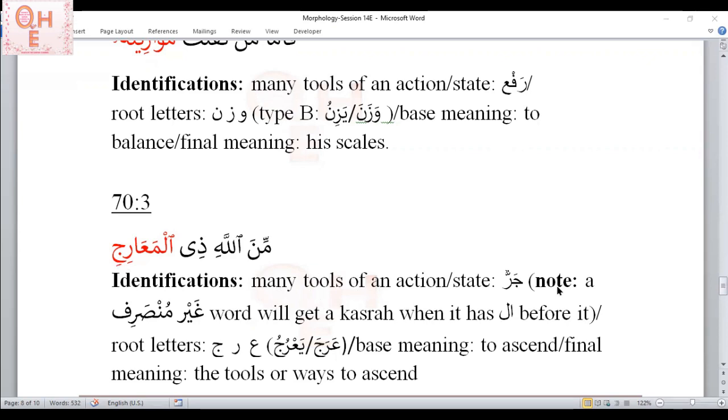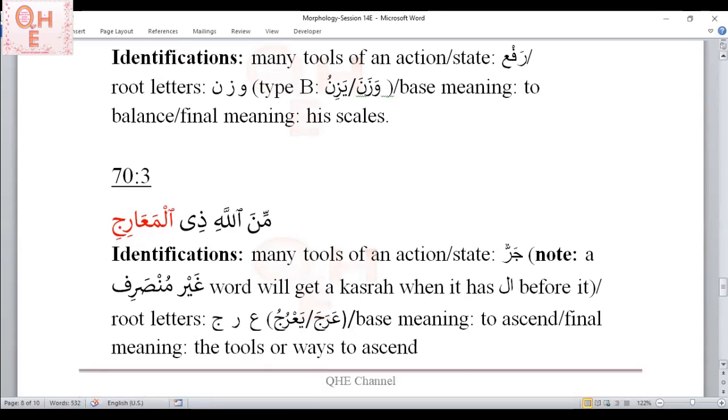So we have a note here. A ghair munsarif word will get a kasra when it has lam ta'rif before it. When it has the definite article before it, in that case, a ghair munsarif word can get a kasra at the end. What are the root letters? Root letters are ayn, ra, jim: araja, ya'ruju. Base meaning: to ascend. So what will be the final meaning? The tools or ways to ascend.